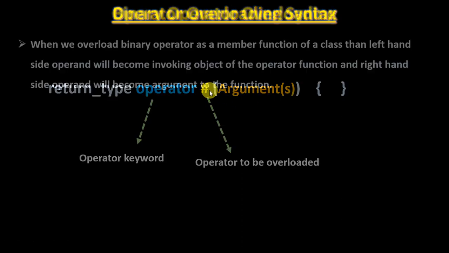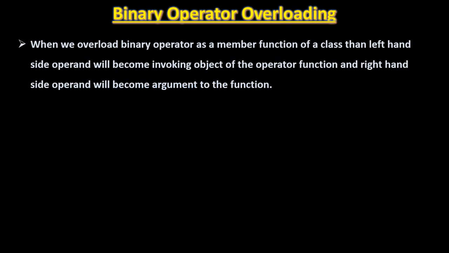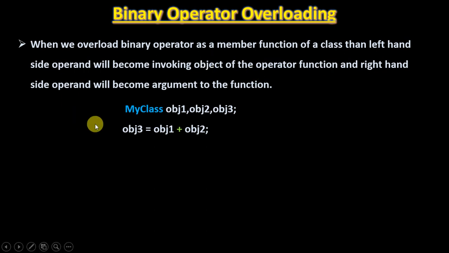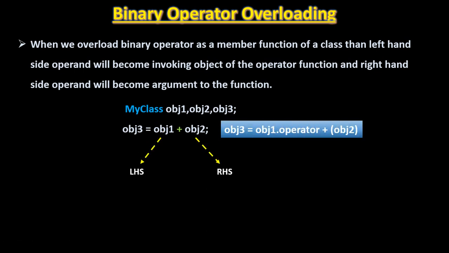Now, how can we overload a binary operator by using a member function, and how will it be internally treated by the compiler? For example, you have my class obj1, obj2, obj3, and I am doing a task like obj3 equals obj1 plus obj2. Here I want to add obj1 contents with obj2, and copy the sum value to obj3. When you write like this, the compiler will try to generate candidate functions. It will try to do something like this: obj3 equals obj1 dot operator plus of obj2.